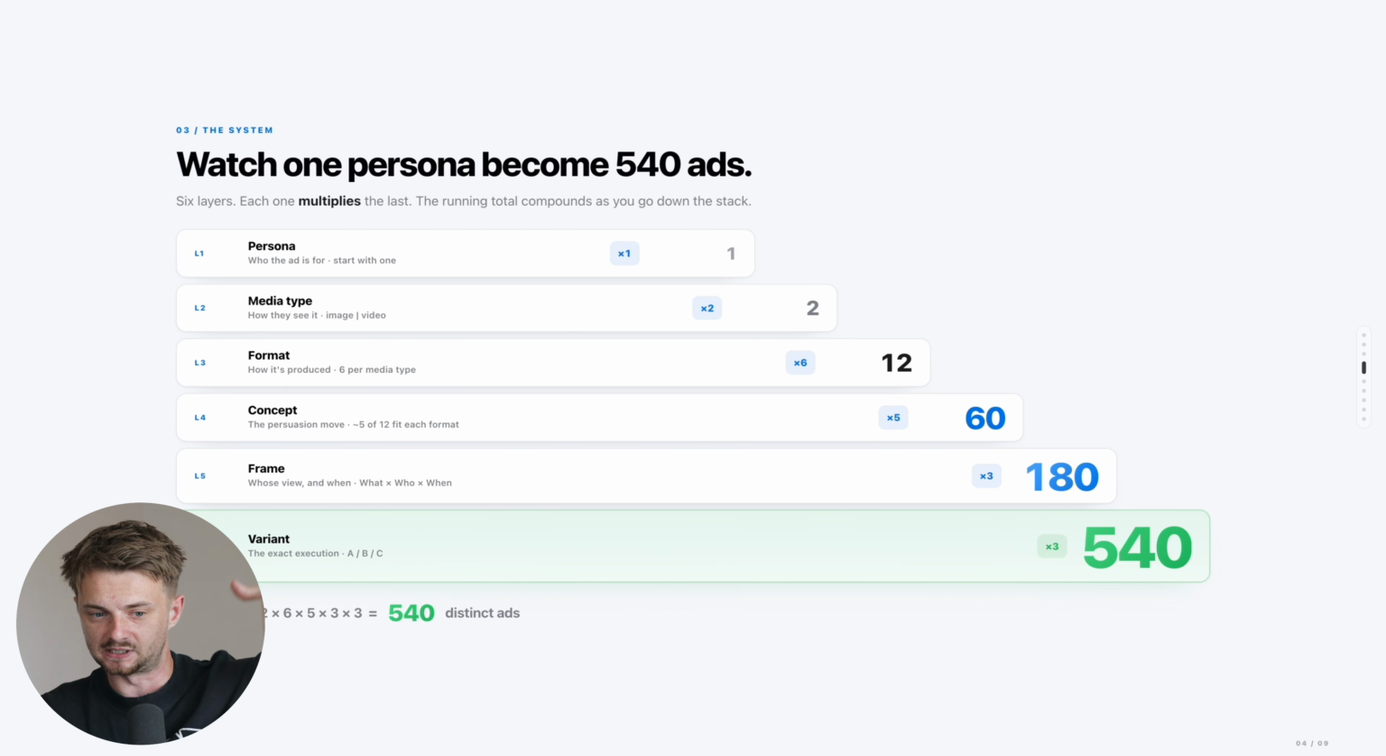So if you start to implement this and start to push more volume into your ad account, most likely you will start to see better results and you will start to be able to scale your spend. So it really is as simple as this. It's not necessarily easy to do, but it is relatively straightforward once you understand the layering system.